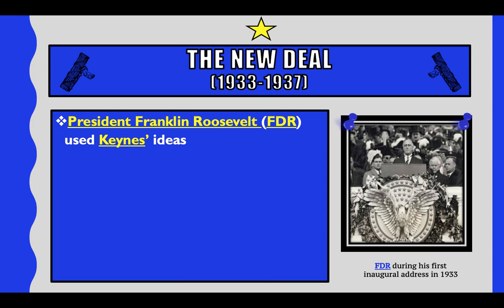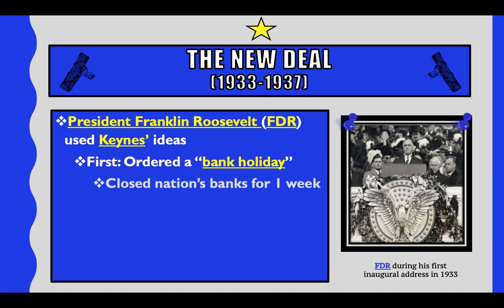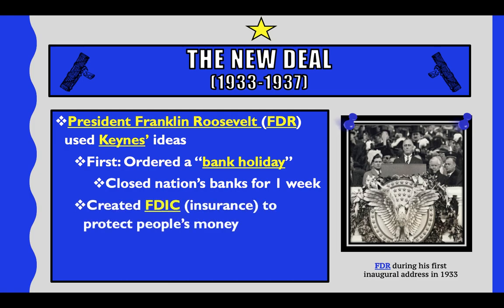This is his domestic agenda. So, the first order of business, he orders a bank holiday, which basically forces all of the nation's banks to close for one week to regroup. He then encourages everyone to put their money back in the banks. Secondly, he creates what's called the FDIC, which is insurance to protect people's money. So, for instance, if your bank fails or it closes, you will not lose all of your money, you will not lose all of your assets. The government will insure that. In modern day, I think it's about $250,000 the government insures for each private bank account.